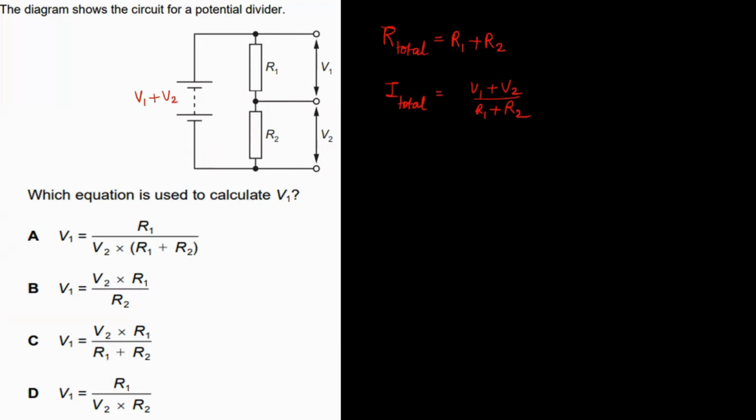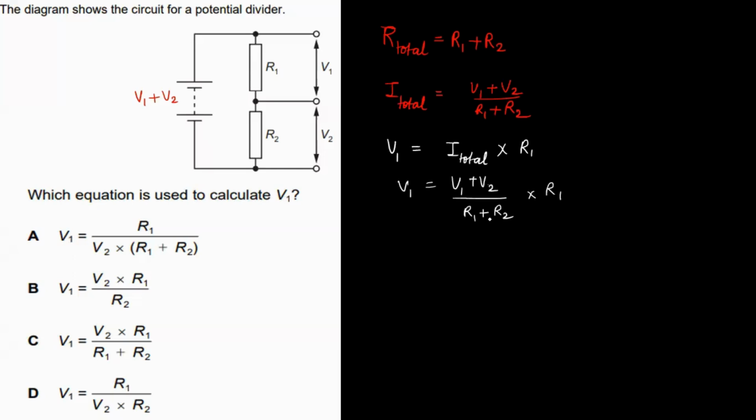So basically we have to find the potential across R1. The potential across R1, V1, is equal to the total current, because the same current will flow through R2 and R1. So I total into R1. I total is equal to V1 plus V2 divided by R1 plus R2, into R1. This is equal to V1.